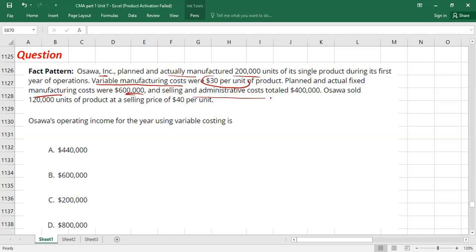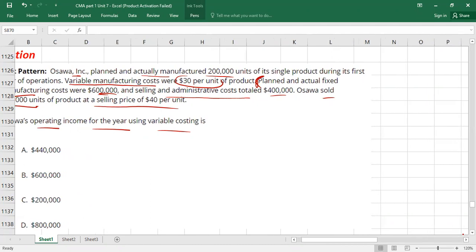Selling and administration cost total how much? 400,000. This is also fixed cost, because starting from here it is fixed cost data onward. It sold 120,000 units of product at a selling price of 40 per unit. So what do you have to calculate? You have to calculate operating income for the year using which costing? Variable costing. So how will you do it?